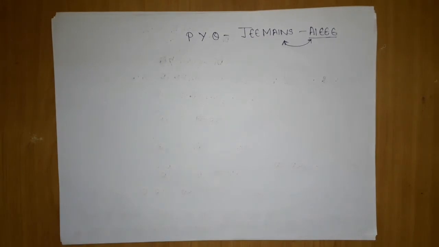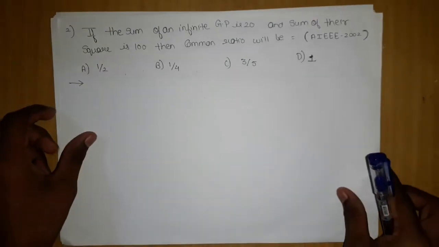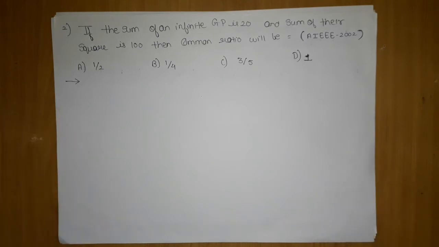So the next question is this: if the sum of an infinite GP is 20 and the sum of their squares is 100, then the common ratio will be. This question has appeared in AIEEE 2002. The options are 1 by 2, 1 by 4, 3 by 5 and 1.